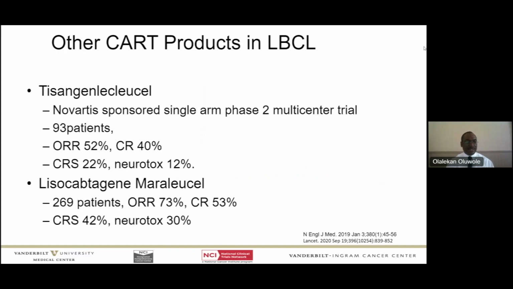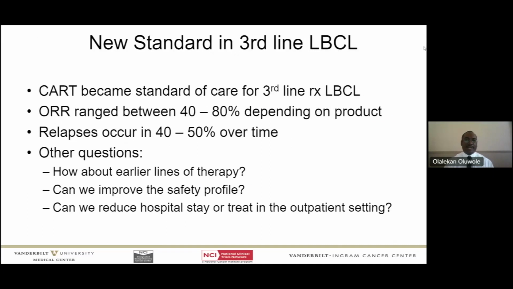Tisagenlecleucel, 93 patients, 52% objective response rate and 40% CR. Lisocabtagene maraleucel, 269 patients, objective response is only 3% and CR 53%. So taken together, these three CAR-Ts established the standard of care for third line setting.